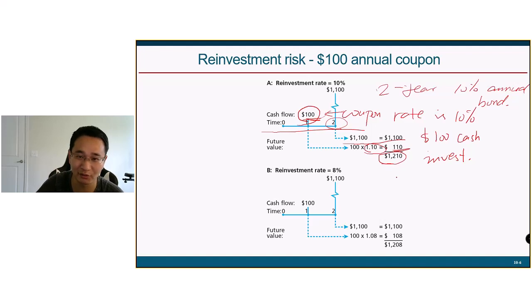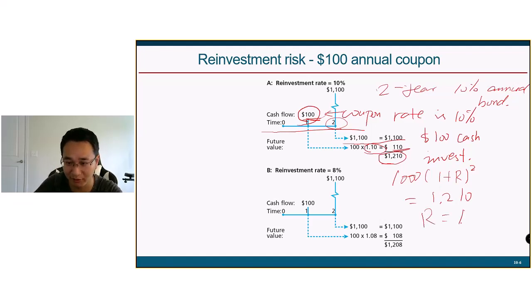So what is your return? Again, you bought it at par, right? 1 plus R, you invest for 2 years. So this is how much money you have 2 years later. You can calculate R. This would be equal to 10%. Is that making sense?